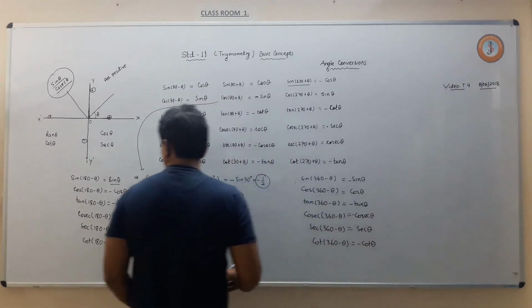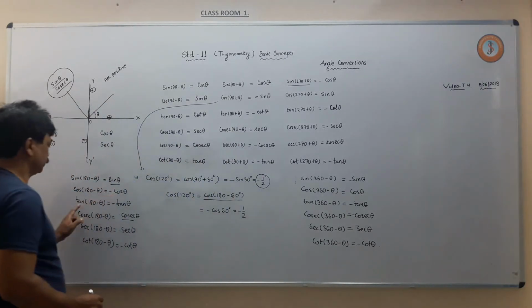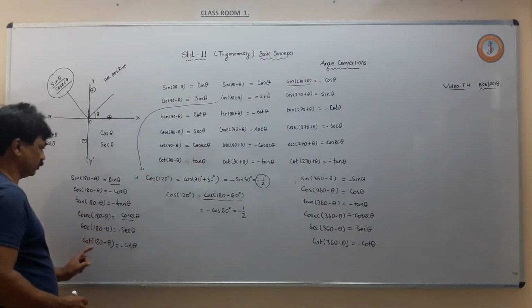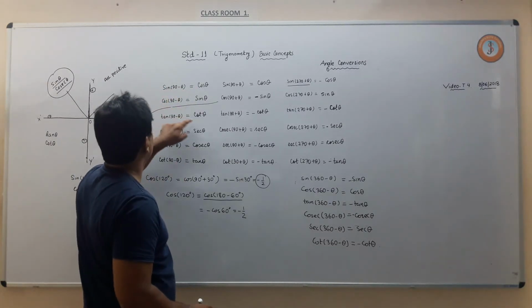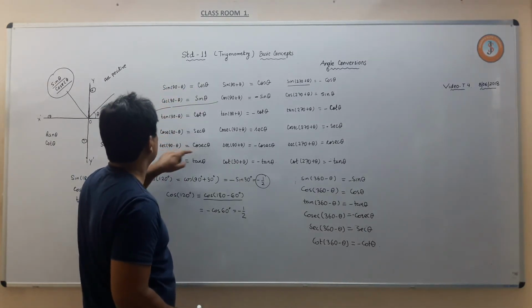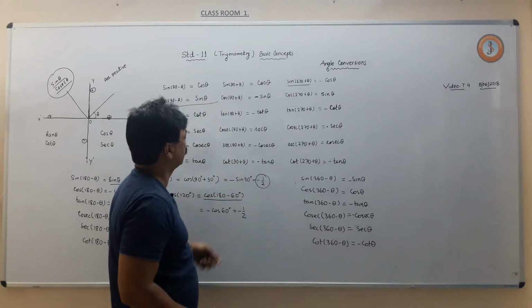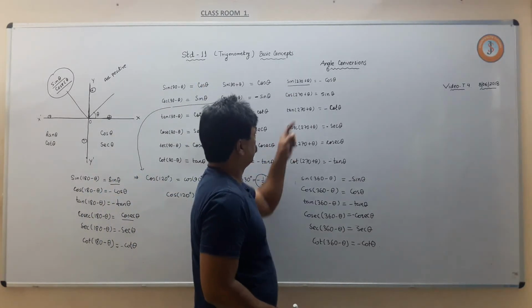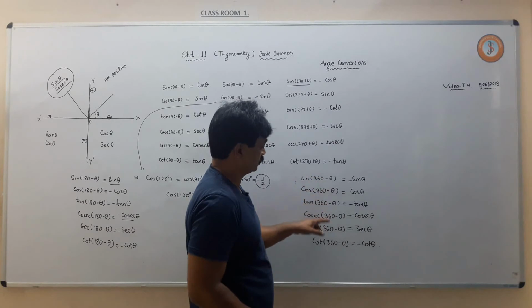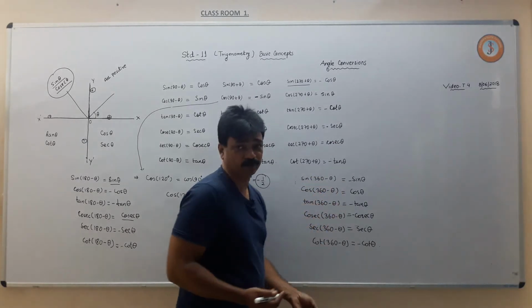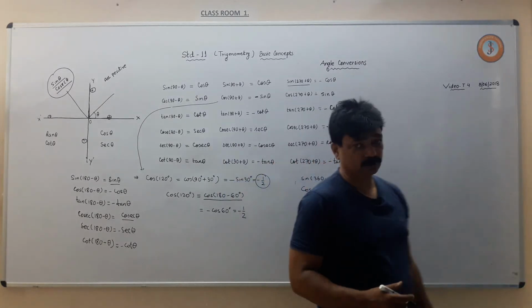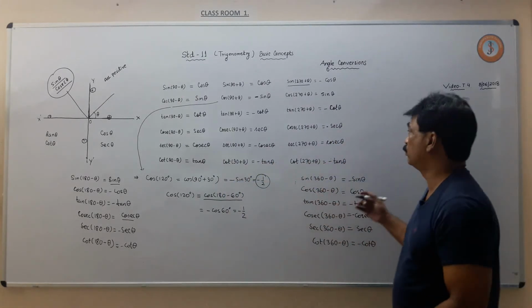So let me check on sine, cos, tan, cosec, sec, and cot. Here sine to cos, cos to sine, tan to cot, cosec to sec, sec to cosec, cot to tan. Right, everywhere I have changed, right? But in case of this 360, sine to sine, cos to cos, tan to tan, cosec to cosec, and so on. So this is how we go about things.